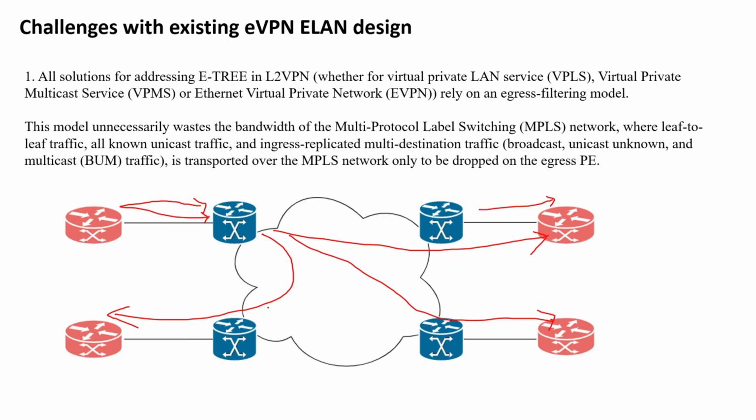And it's unnecessary, a waste of bandwidth in the MPLS network as well as on the customer edge devices. So Etree provides a solution for this by using egress filtering. How it works, we will see in the subsequent slides.